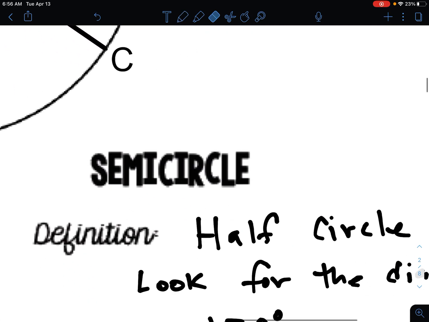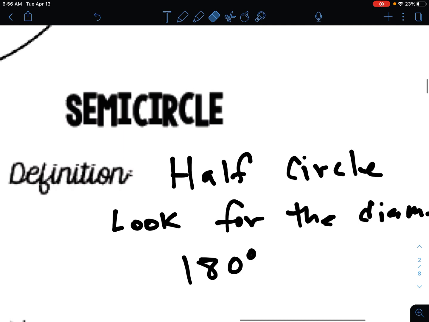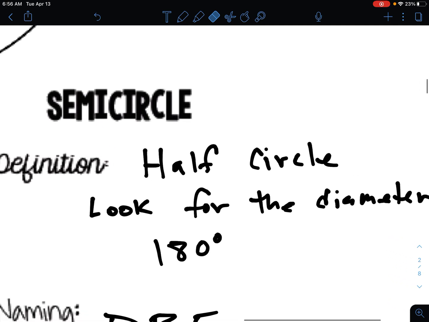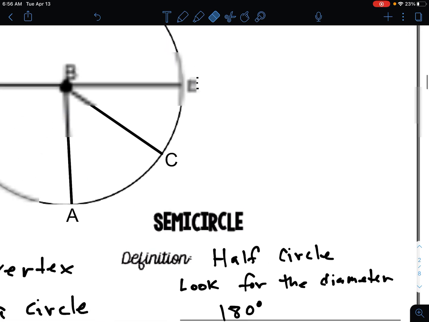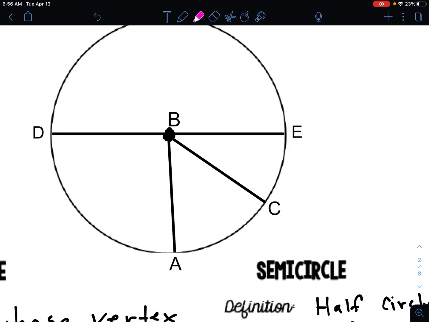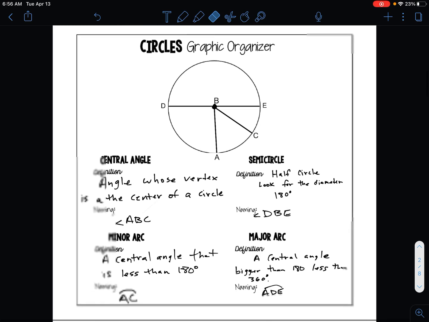Well, then we got some other terms we got to define here. First, we got semicircle. Well, that's half a circle. A couple things here. Look for the diameter. That is automatically 180 degrees. So if I go over here, name that angle, that's angle DBE. That is a semicircle. It cuts the circle in half. Its degree measure is 180 degrees.